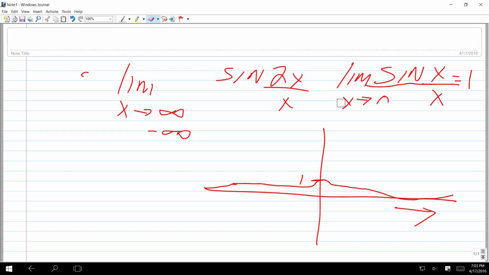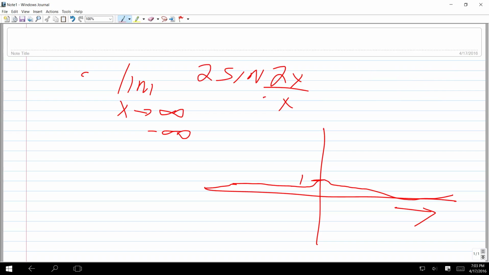One way we can look at that is to multiply top and bottom by 2. There's the 2 there, there's the 2 there. Now, if we were taking this function as x was going to 0, we know this part's 1 times 2, so the limit would be 2.